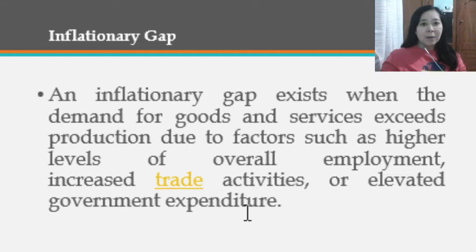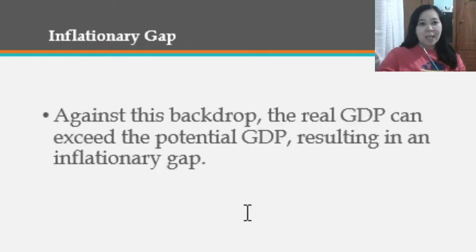So the inflationary gap exists when the demand for goods and services exceeds production due to factors such as a higher level of overall employment, increased trade activities, or elevated government expenditures. So this is another form of inflationary gap. Against this backdrop, the real GDP can exceed the potential GDP, which will then result in an inflationary gap.